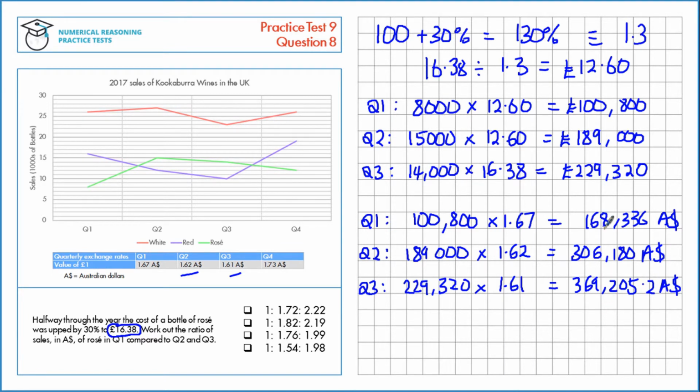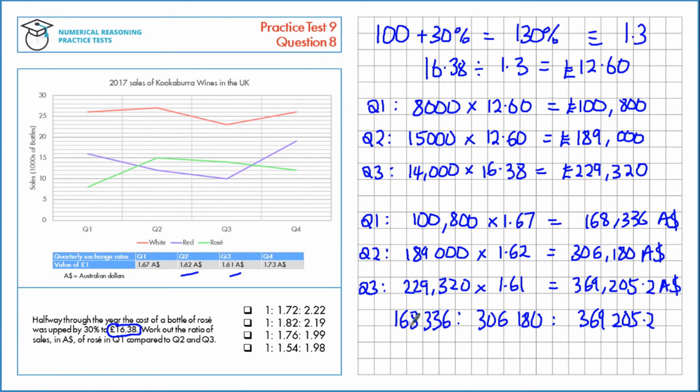So now we have the amount of sales in Australian dollars for Q1, Q2 and Q3. We just need to form the ratio. So we'll do Q1 to Q2 to Q3 for each of these values first. That's 168,336 to 306,180 to 369,205.2. Finally, we need to simplify this, so we'll divide through by the smallest number.